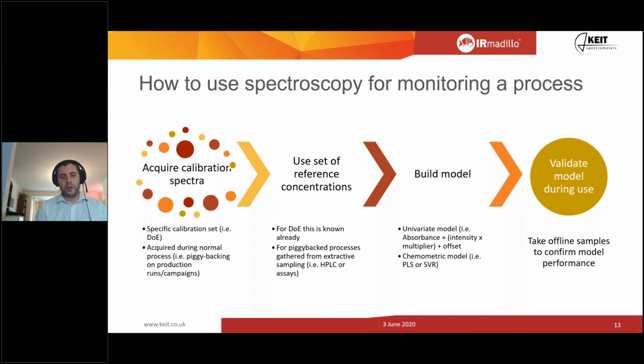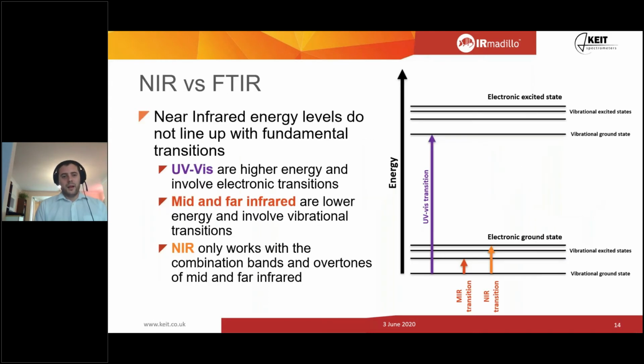And then once that calibration model's been built, we take offline samples randomly to validate it, because that's good science. You don't want to install something that might not work. And we do constant statistical checks to make sure the model is working as it should. I'm happy to go into more detail on those later on, but they're not part of the main flow of this presentation. So, near infrared.